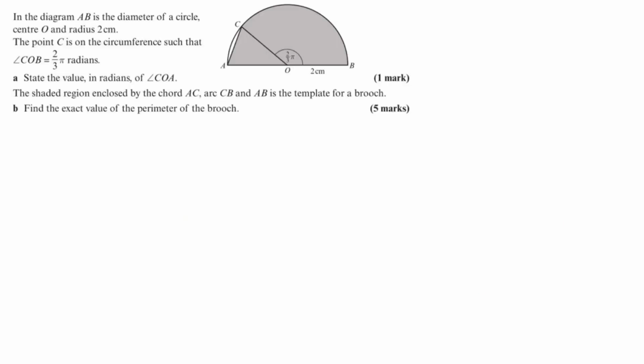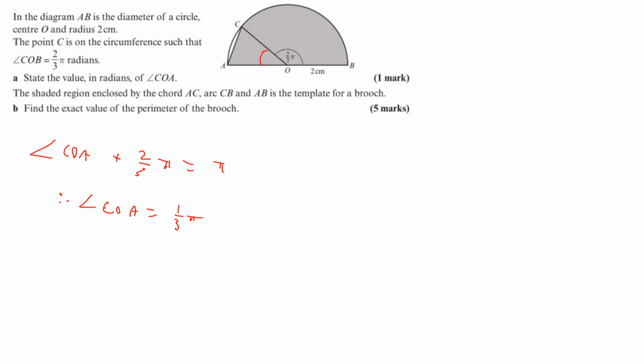Now let's look at this example, where this time we're asked to work out the perimeter. First things first is state the angle of COA, which is this angle here. Well, we know that angle COA plus 2 over 3 pi is equal to pi, because pi is 180 degrees. And so therefore, angle COA is just going to be a third pi, right?